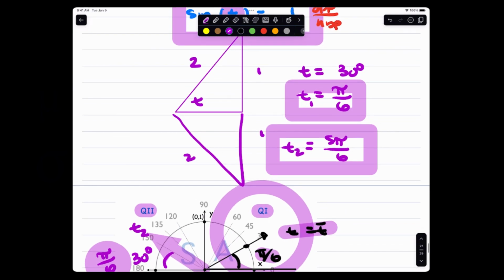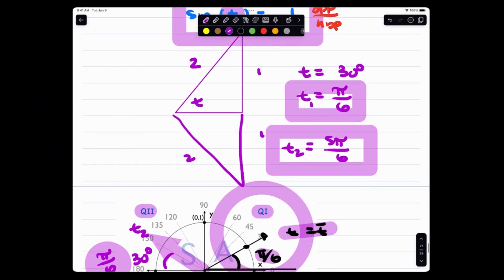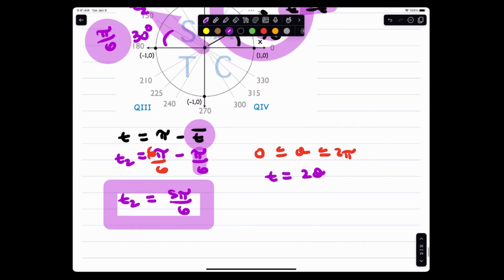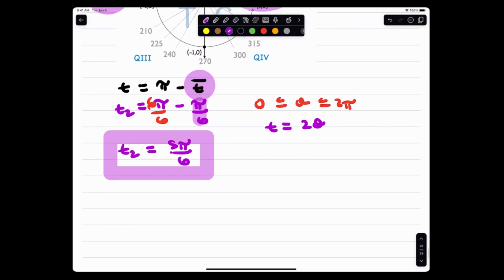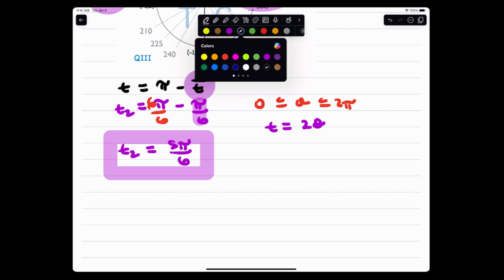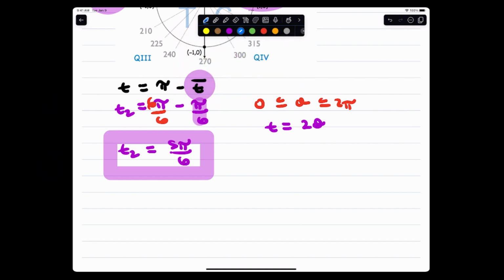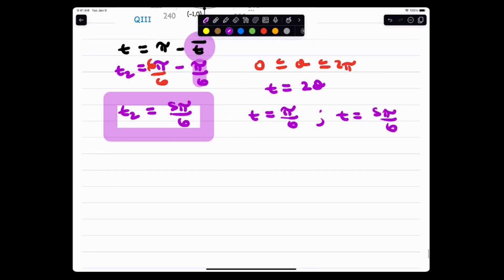So now you say, what do I do? Well, they want theta. So what this means is, let's go back and find the right color, right? Let's go back and write these solutions here. We know t in one case is pi over 6, and t in the other case is 5 pi over 6. Okay, we're going to do now some logic.